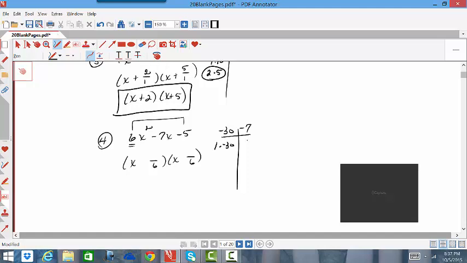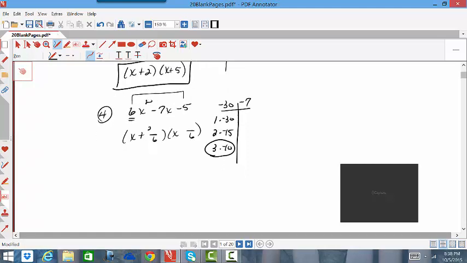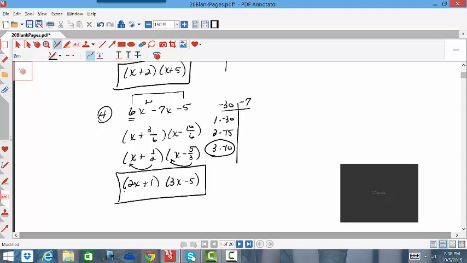List factorizations. 1 times negative 30, 2 times negative 15, 3 times negative 10, this will be the combination, 3 and negative 10, that add to be the negative 7. So it's a positive 3 and a negative 10. Both of these fractions can be simplified, x plus a half, and then x minus 5/3. So I bring the 2 up in front of the x in the first binomial, and the 3 up in front of the x in the second binomial, and it is factored.